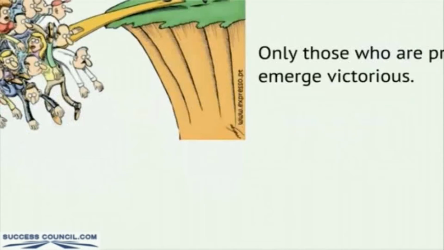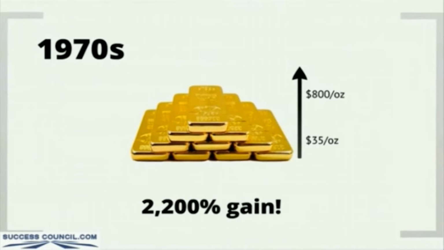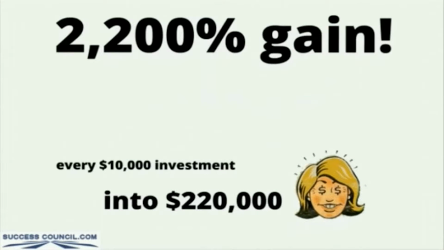And I have to warn you, it will be tempting to hesitate and try to pretend you didn't hear all this right now. But the key to positioning yourself on the receiving end of all this wealth is to take action right now. The last time we saw a taste of what was to come was in the 1970s. Those who were positioned correctly could have racked up a 2,200% gain when gold ran up from $35 an ounce to over $800 an ounce. Imagine that. Every $10,000 invested turned into $220,000.